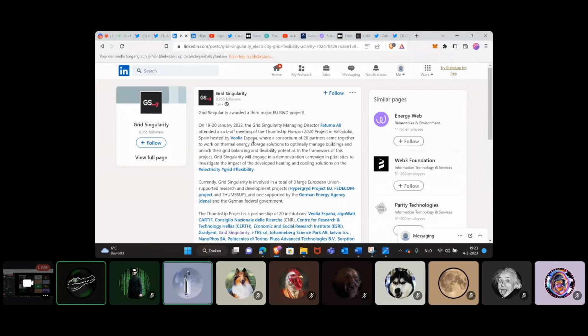This kickoff had a consortium of 20 partners, and what they're doing is building thermal energy storage solutions. This is something that Grid Singularity has been talking about quite a few times already. I saw it on Anna Trobovic's post as well on LinkedIn that thermal energy storage is one of the focus points of Grid Singularity at the moment. They want to optimally manage buildings and unlock grid balancing solutions. Grid balancing is also one of the main topics in the energy transition for the coming years, as solar energy and wind energy lead to a lot more fluctuations in the grid.